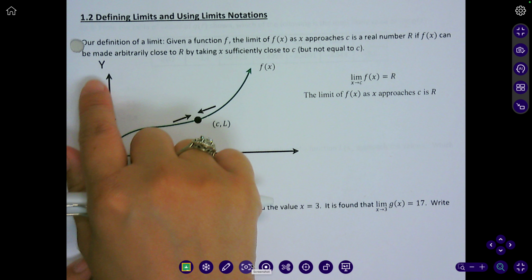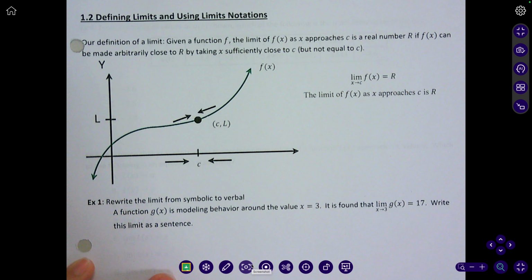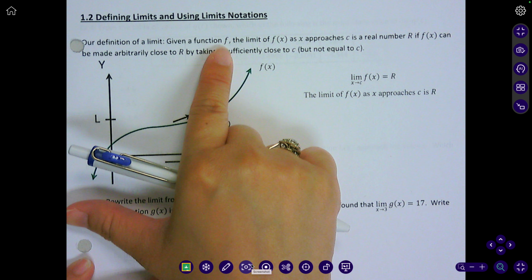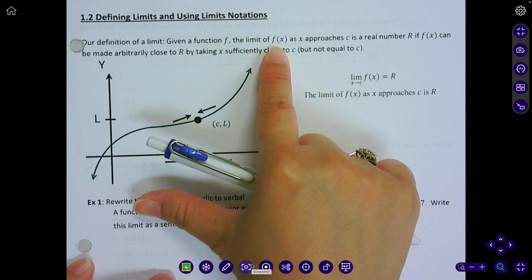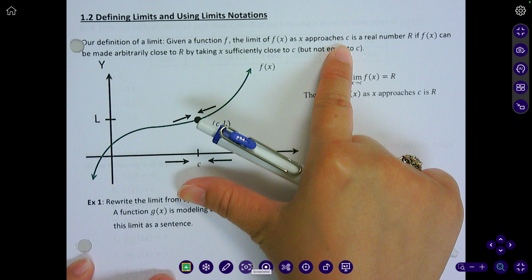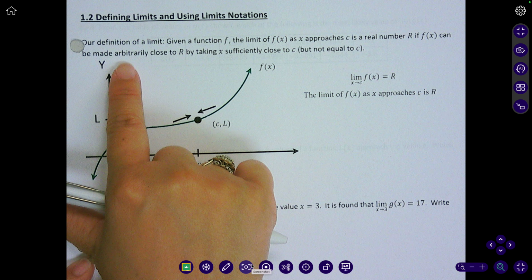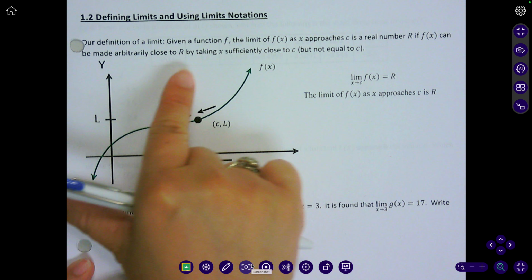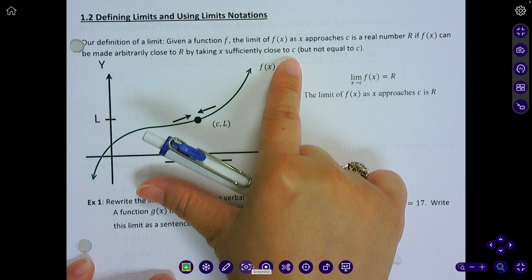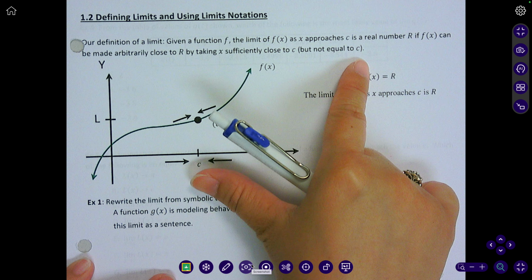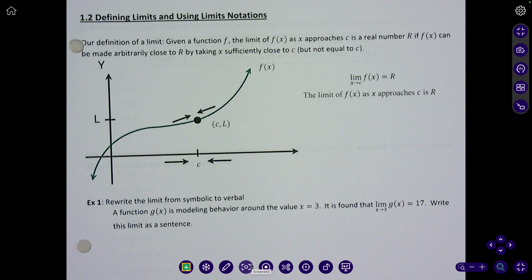So for example, this is the definition given in the AP College Board video. Given a function f, the limit of f of x as x approaches c is a real number r if f of x can be made arbitrarily close to r by taking x sufficiently close to c but not equal to c. Now when you read that, you're like, I have no idea what that means. So let me translate that for you, okay?